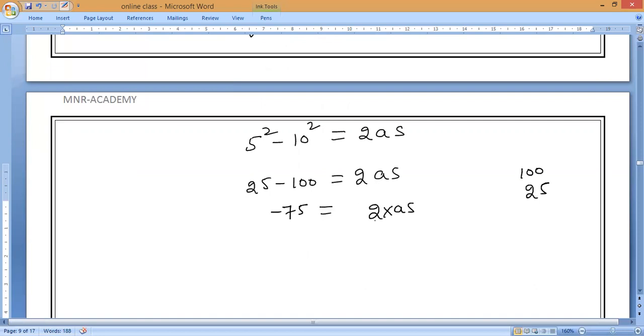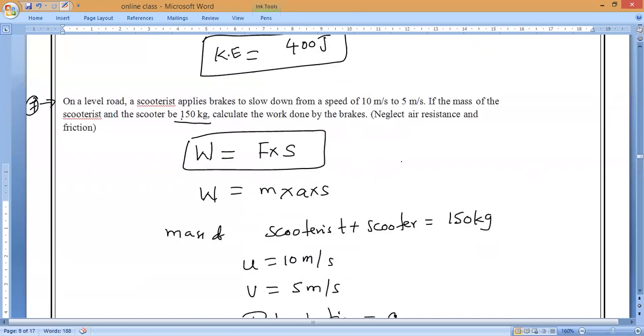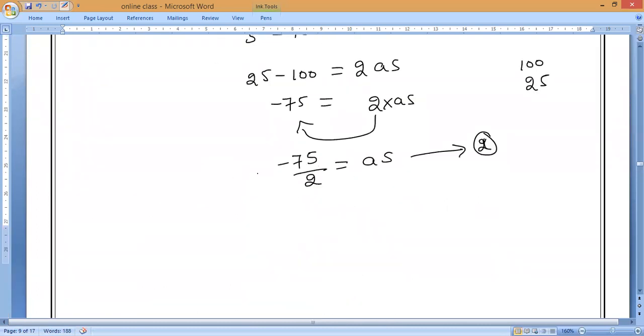Now you can see 2 is in multiplication. When it comes to this side, what will it become? Division. So AS is equal to minus 75 divided by 2. Let me assume this is equation number 2, and the first is equation number 1. Now, in place of AS, what can I substitute? Both the values I know: minus 75 divided by 2. And the mass I know.